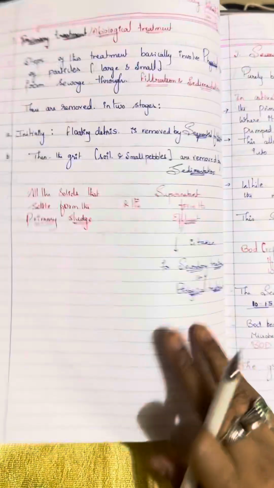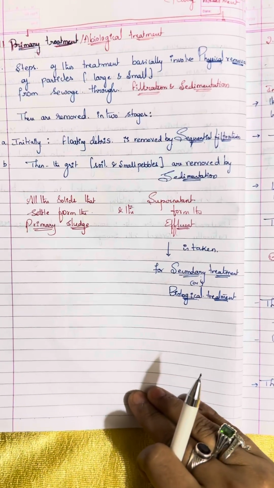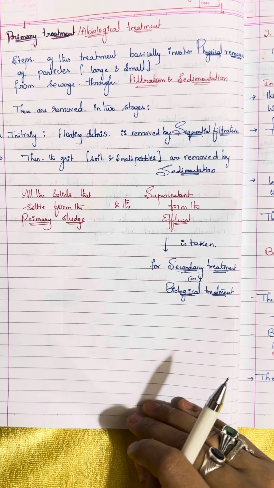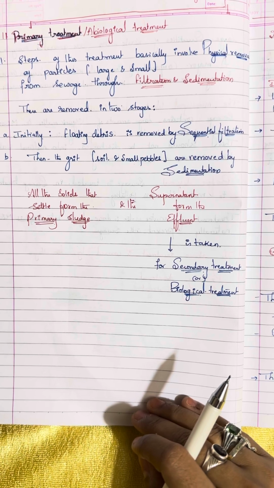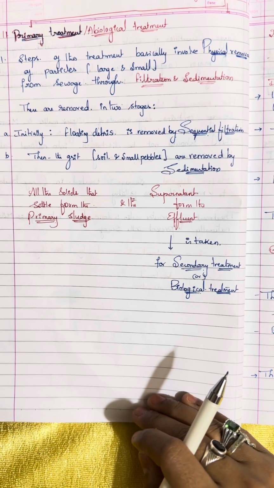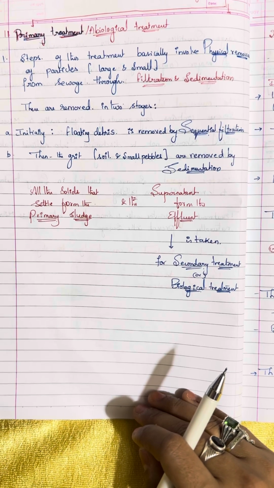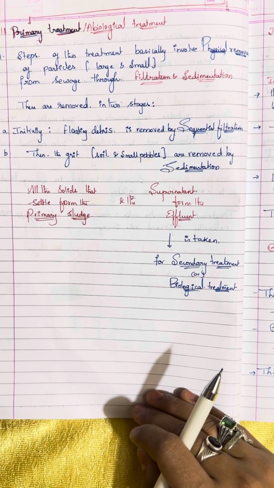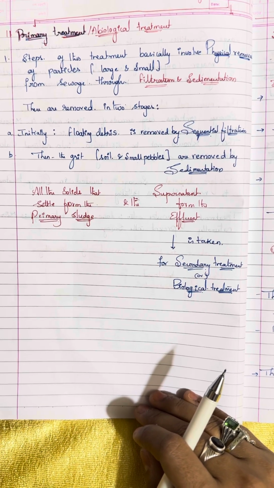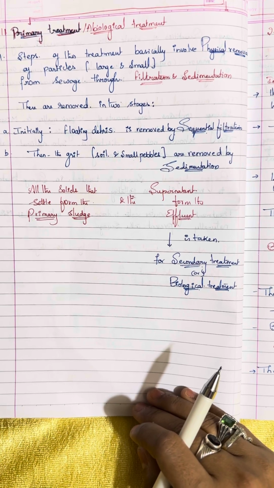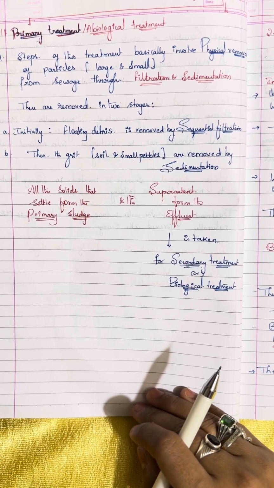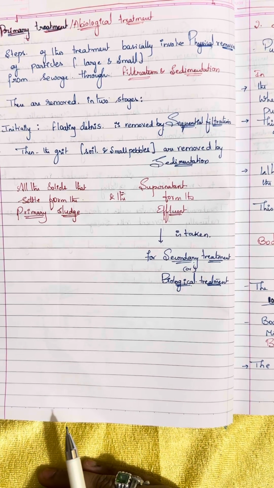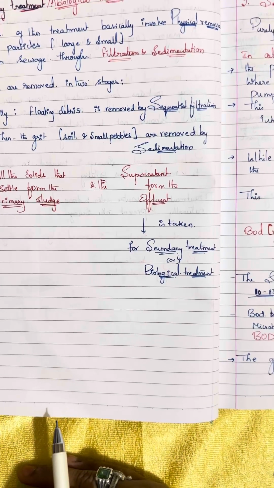Let's start with the primary treatment. Primary treatment includes the abiological treatment. The steps basically involve physical removal of particles, large and small, from the sewage through filtration and sedimentation. These are removed in two stages: initially floating debris is removed by sequential filtration, then the grit, that is soil and pebbles, is removed by sedimentation. All the solids that settle form the primary sludge, and the supernatant forms the effluent that is taken for the secondary or biological treatment.